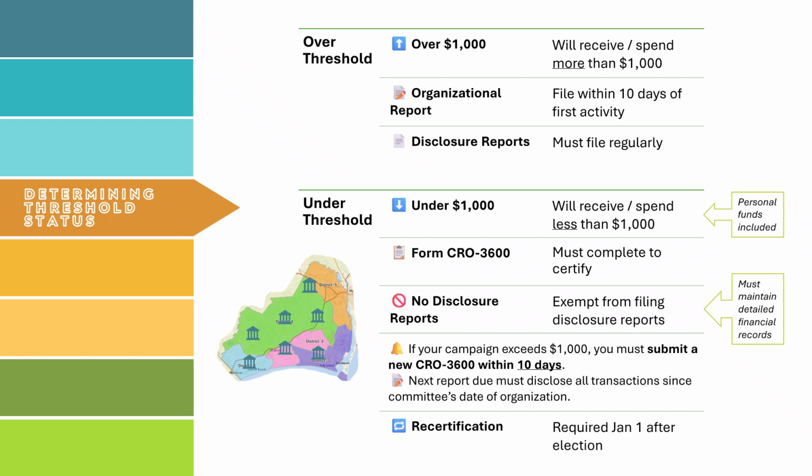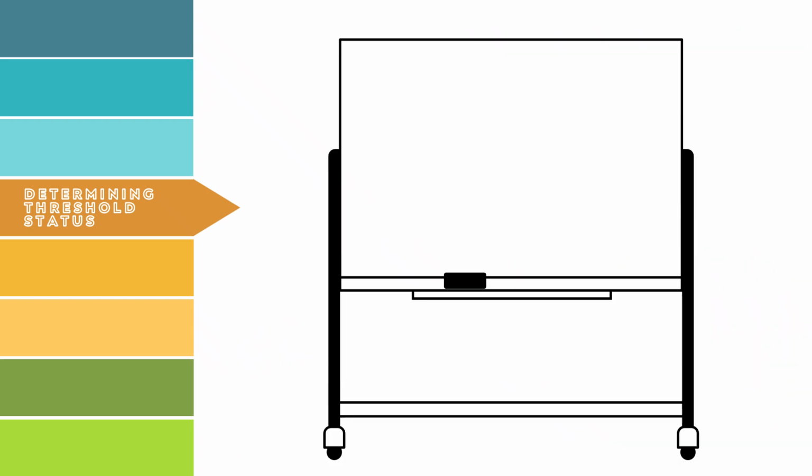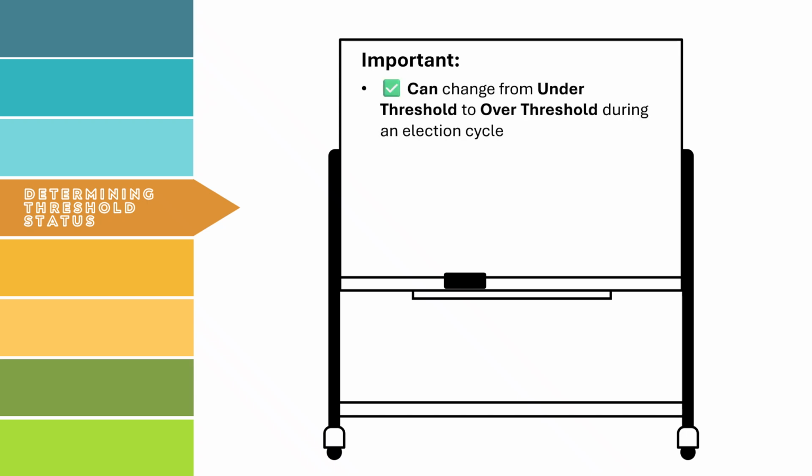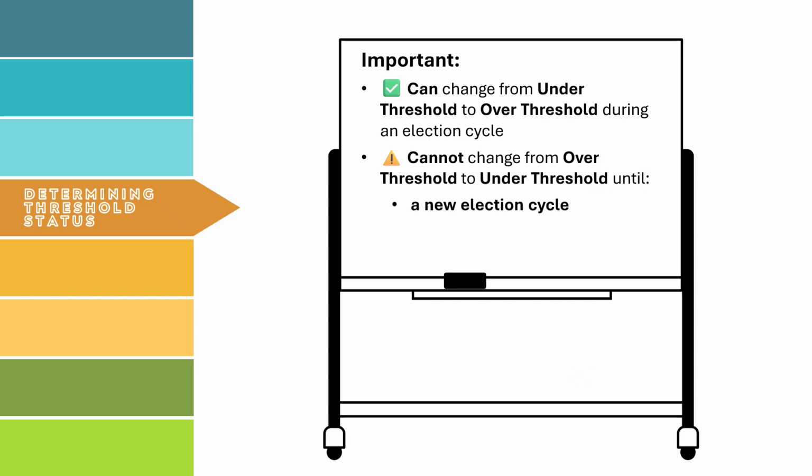And remember, your threshold status is only valid for one election cycle. To stay under threshold, you'll need to file a new certification of threshold on January 1st following the election. Now, it's important to note that while you can go from under threshold to over threshold during an election cycle, you cannot change from over threshold to under threshold until the start of a new election cycle, and only then if your campaign bank account balance is less than $1,000.